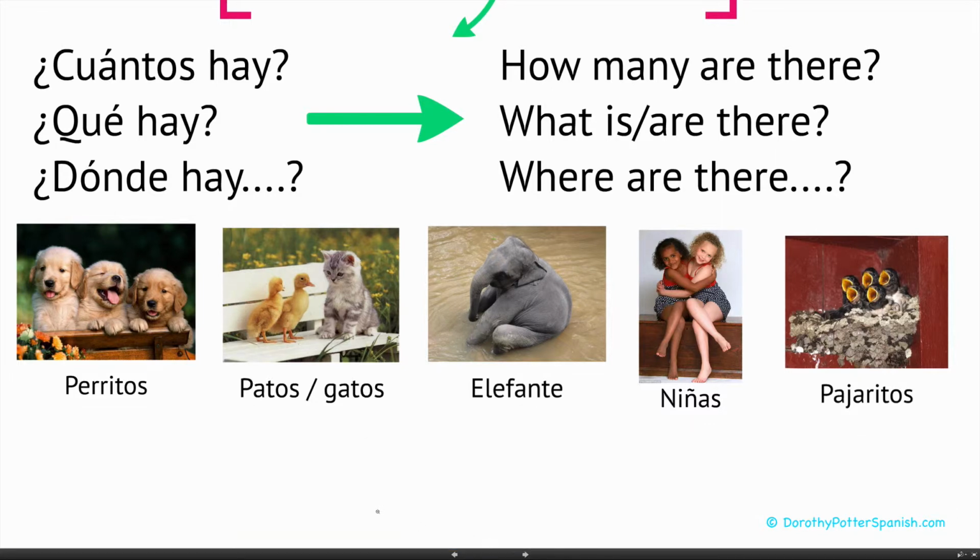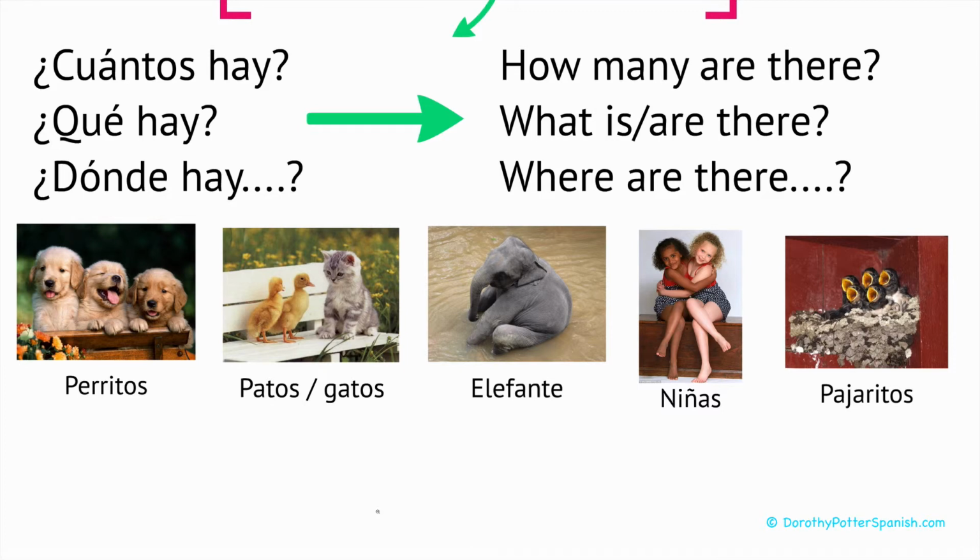So we ask, how many are there? ¿Cuántos hay? Remember your numbers. 1, 2, 3, 4, 5, 6, 7, 8, 9, 10. Good. So first let's ask, ¿cuántos hay? Then, ¿qué hay? What is there? And ¿dónde hay? Where are there?